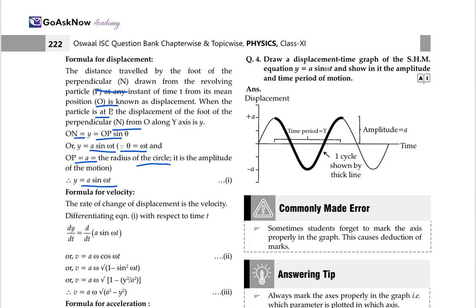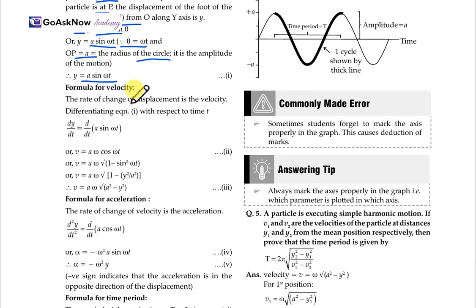For the formula for the velocity, the rate of change of displacement, from the equation of displacement we get v is equal to a omega cos omega t, and v is equal to a omega square root of 1 minus sin square. We'll substitute the value of this. Here we get v is equal to omega square root of a square minus y square. This is the formula for velocity.